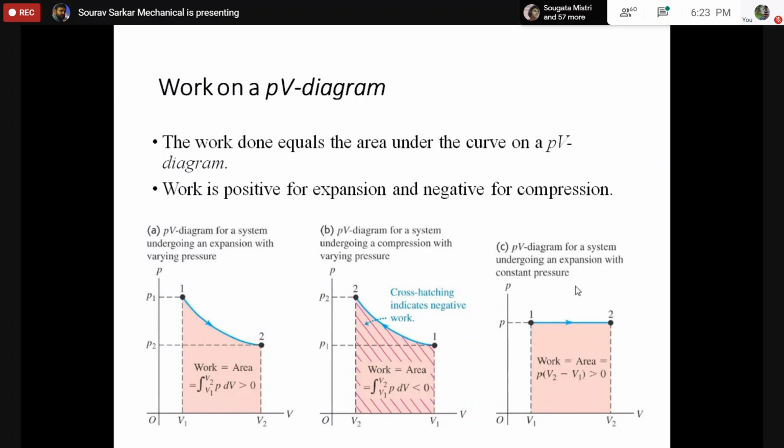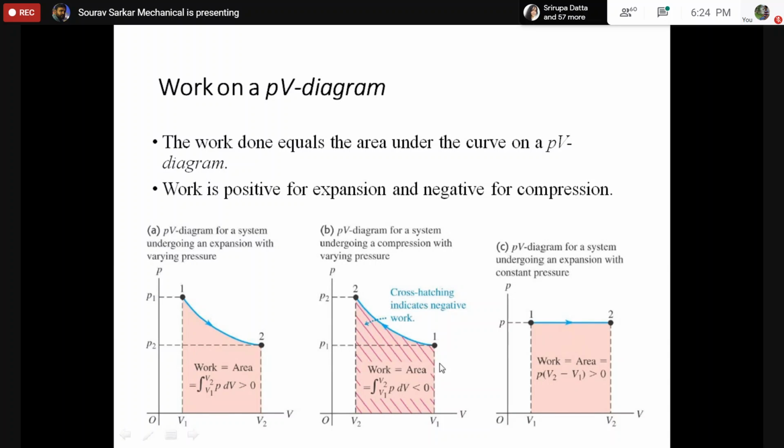Just like that, suppose you see the bottom diagram, the first one: you are moving from 1 to 2. Your initial volume is V1, the final volume is V2. Which volume is higher? V2 has the higher value. So basically it is an expansion work. This pink area under the diagram is a positive work, and this area is also a positive quantity.